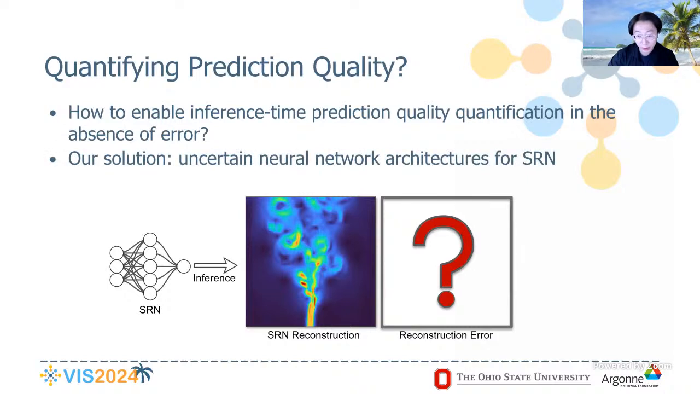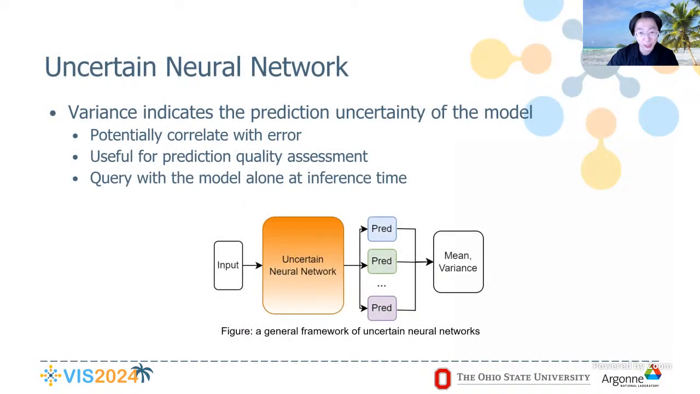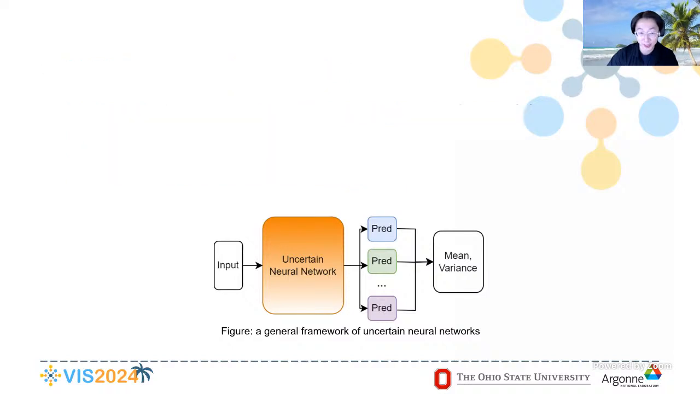To enable SRNs to quantify prediction quality even at inference time, we propose to leverage uncertain neural networks for SRN. In contrast to conventional networks, uncertain neural networks can produce multiple possible predictions, and we can compute the variance of these predictions as the uncertainty of the model. Due to the epistemic nature of the uncertainty, this variance can potentially correlate with error for prediction quality assessment. And the variance is also accessible with the network itself at any time.